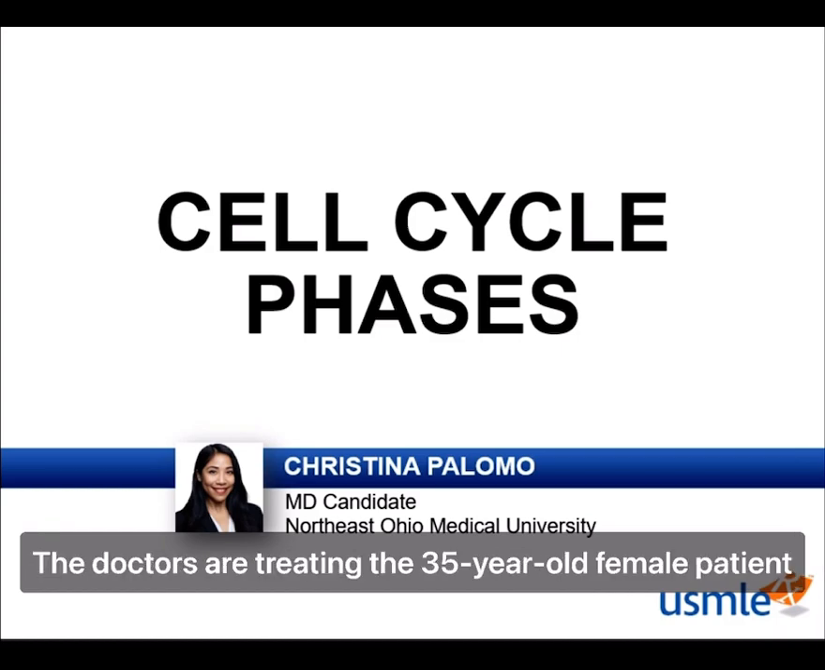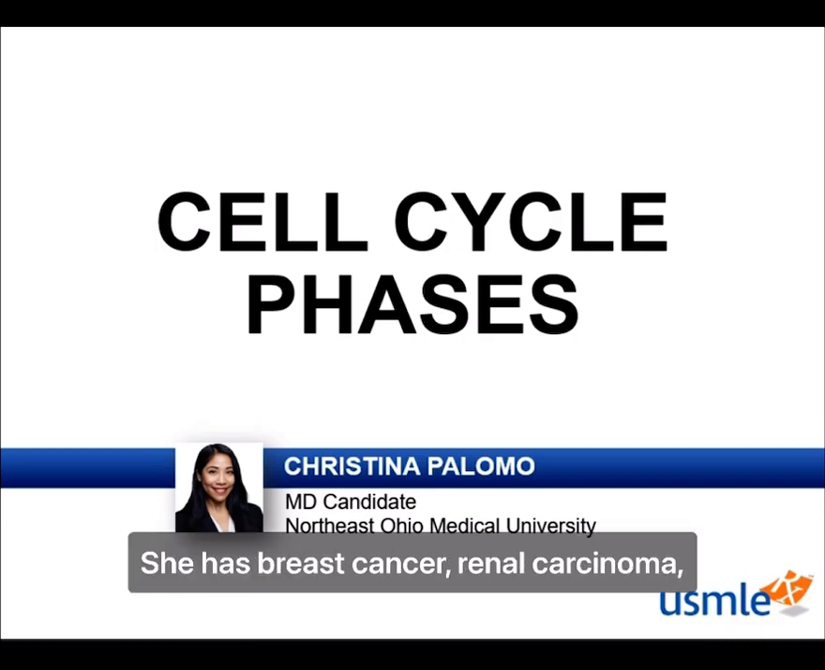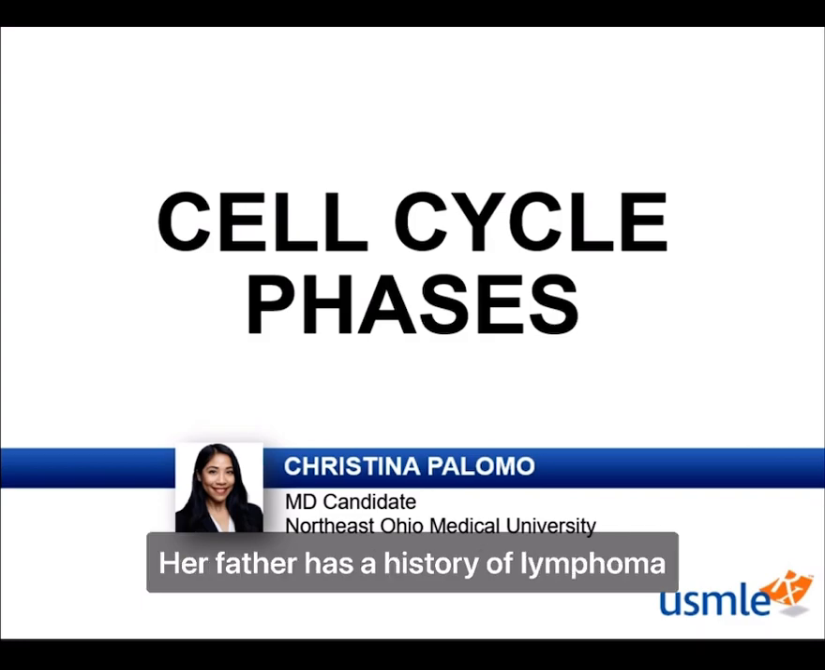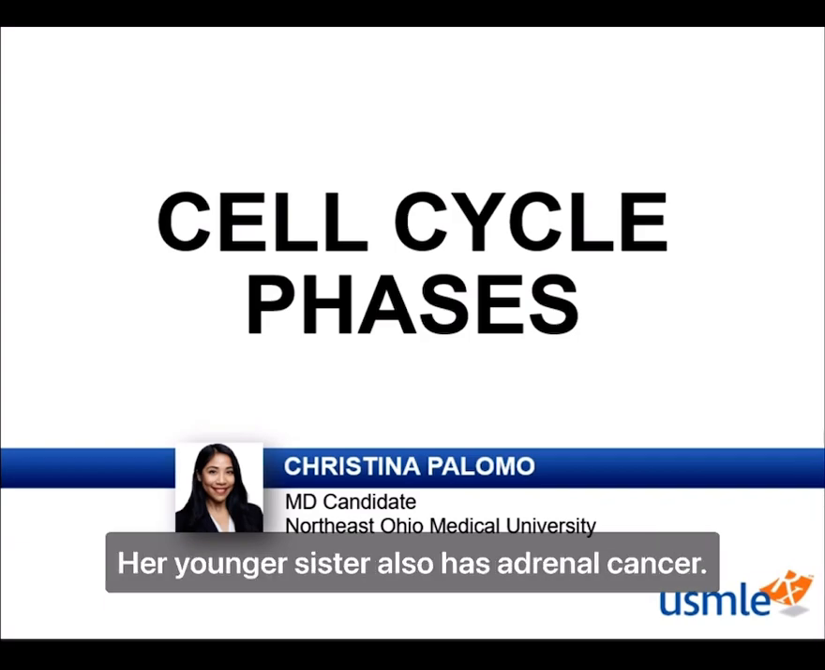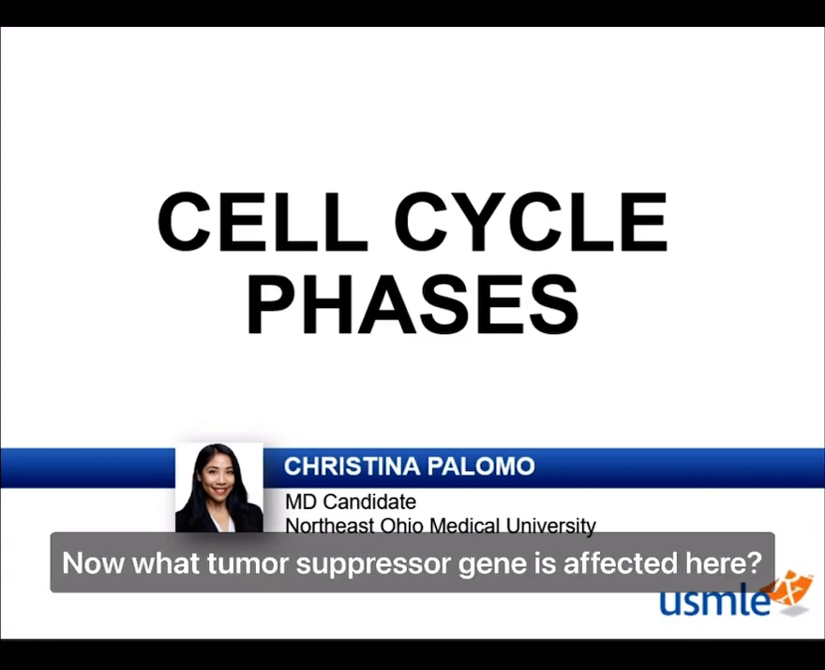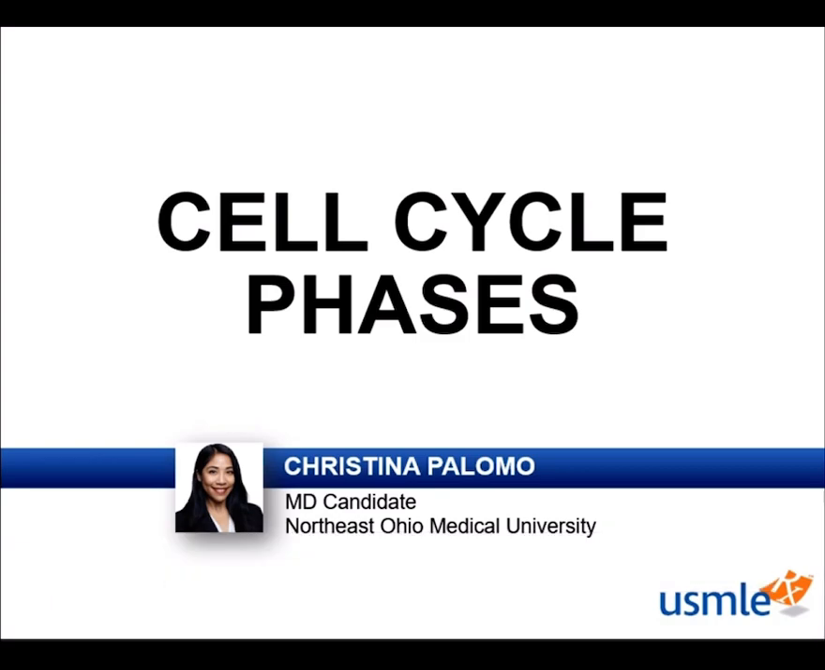The doctors are treating a 35-year-old female patient with multiple cancers. She has breast cancer, renal carcinoma, and a past history of leukemia. Her father has a history of lymphoma and had osteosarcoma as a child. Her younger sister also has adrenal cancer. You shout at the TV, Li-Fraumeni syndrome, has to be. Now, what tumor suppressor gene is affected here, and at what phase of the cell cycle?